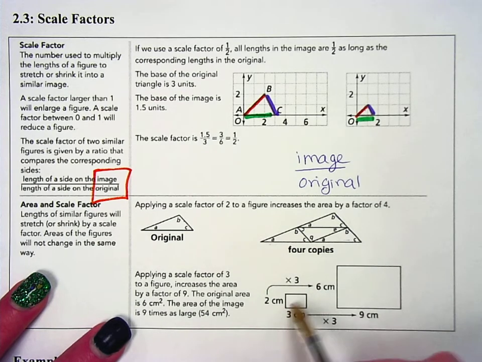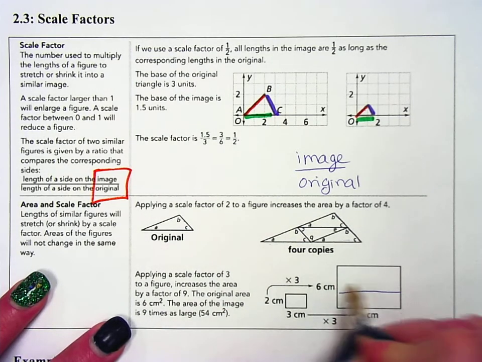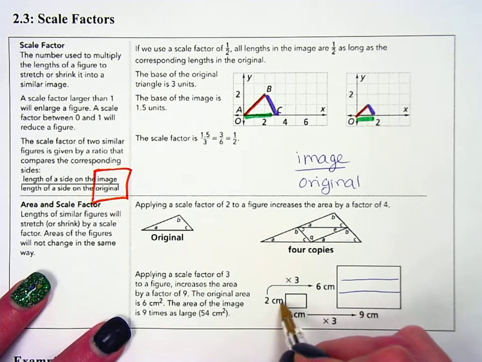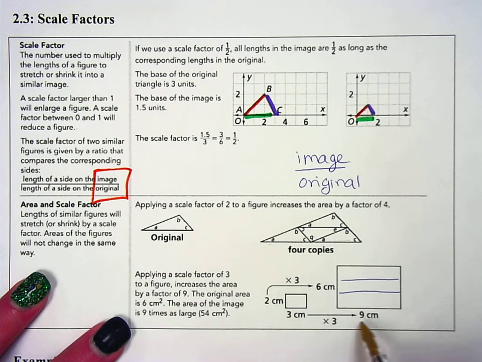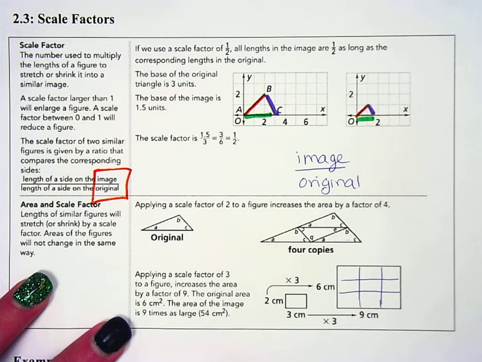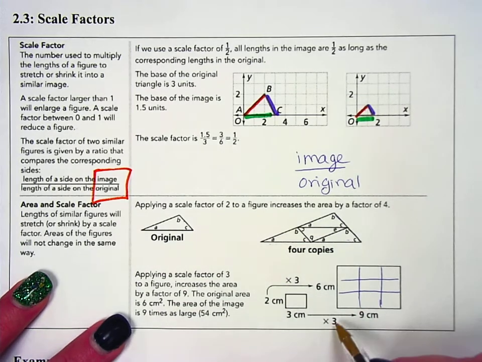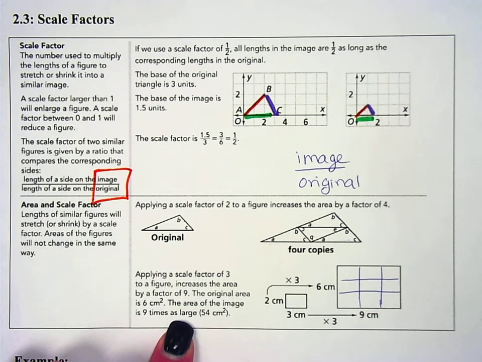Okay, same thing here. So my 2 into my 6, you'll notice it happened 3 times. So 2 times 3 made 6. And then same thing here, 3 times 3 made 9. But when I get done, my area is not just times 3. My area was times 3 times 3. So my area is actually 9 times larger.